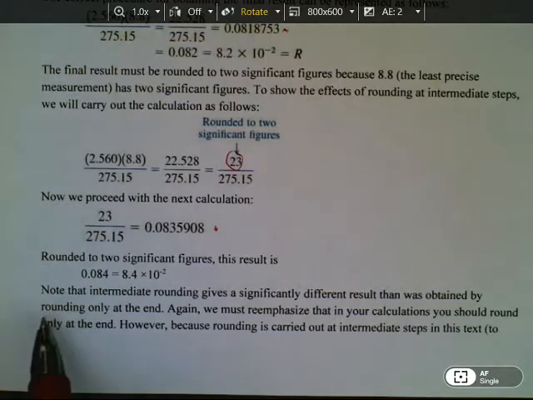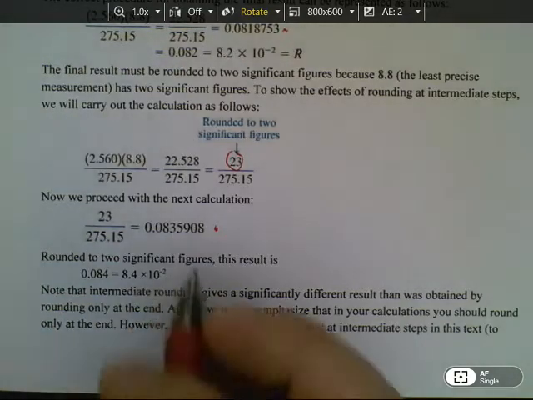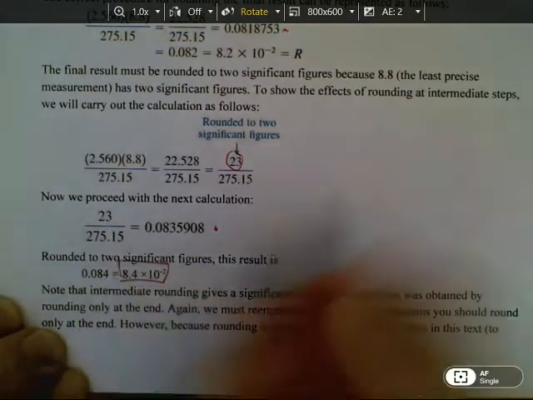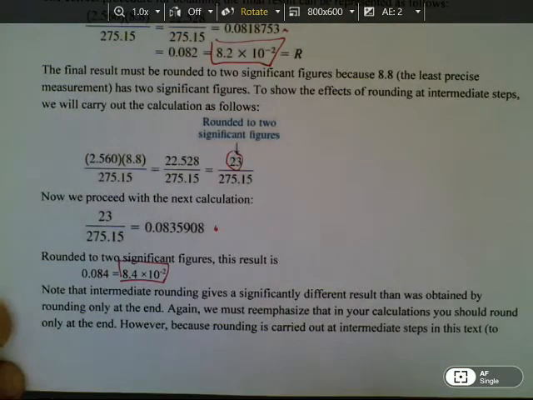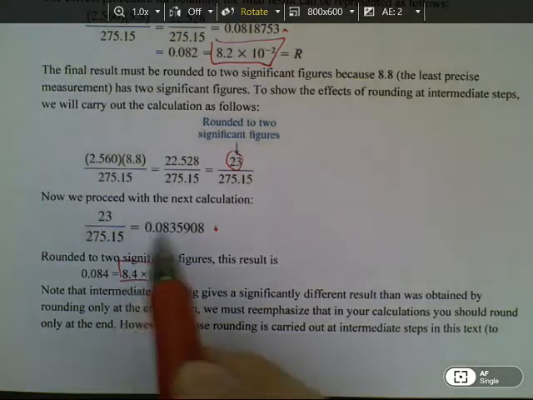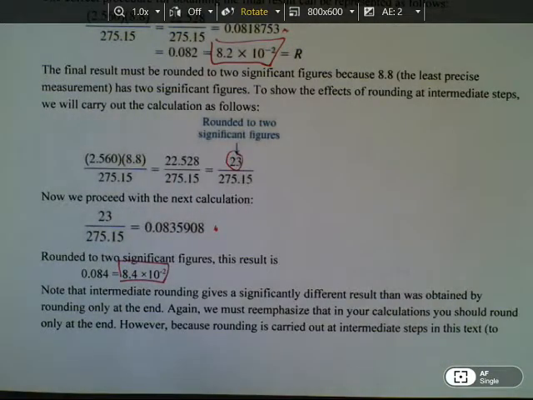Note this number and this number. Notice how different they are. 8.4, 8.2. Those two numbers are very different, and those are our final responses for what R is.